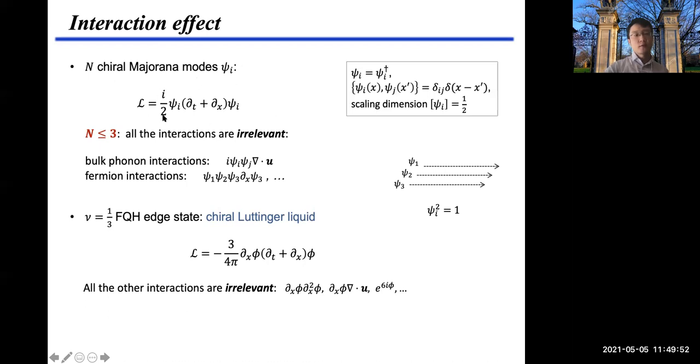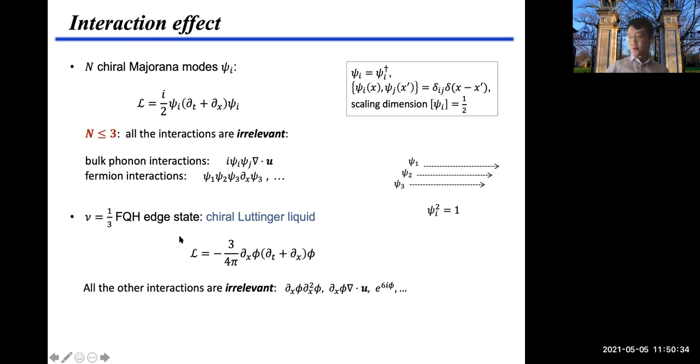Basically, here I use Majorana modes, but you could also consider complex fermions by dividing them into just two Majorana modes. If we have, for instance, n smaller than or equal to 3 flavors of Majorana fermions, then you could try to write down all the interactions these chiral Majorana fermions can have on the edge. For instance, they could have interactions with the bulk phonons, or they could have interactions among themselves, and you would find all the interactions you could write down are irrelevant.